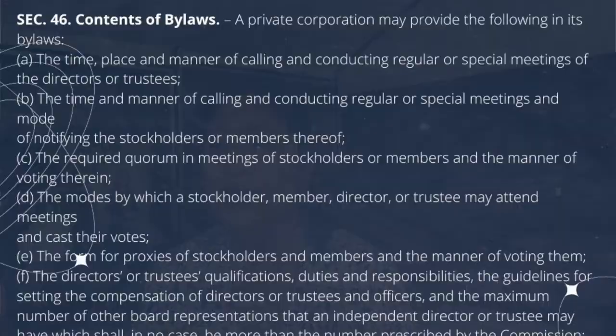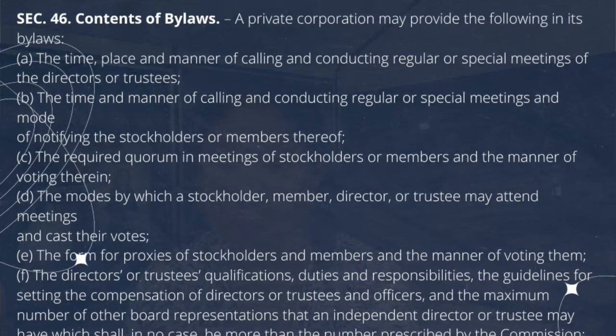Now, what should you put in the bylaws? As I've mentioned earlier, these are the details that would supplement your articles of incorporation. Section 46 of the Revised Corporation Code gives you an enumeration of what you may put in the bylaws. Let's take a look at Section 46. It says, a private corporation may provide the following in its bylaws.